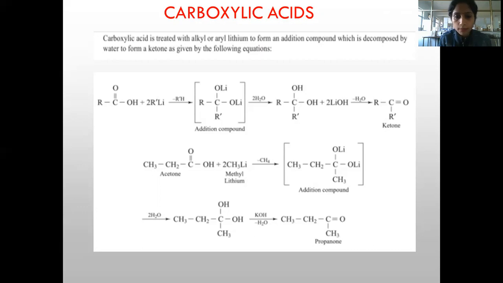Further on hydrolysis, both the Li groups are removed, so LiOH, LiOH get removed, and then 2 OH groups are introduced. But we know that 2 OH groups attached to the same carbon atom is highly unstable. So one H2O molecule will get removed, and the product is a ketone. Sorry, it's not acetone, it is actually carboxylic acid. So it will give propanone.